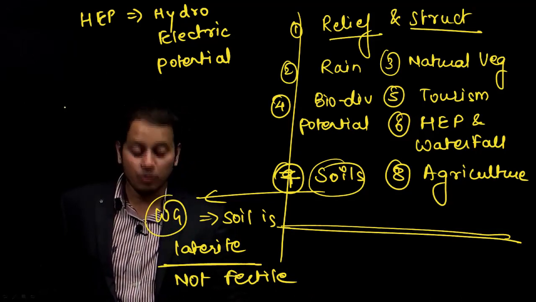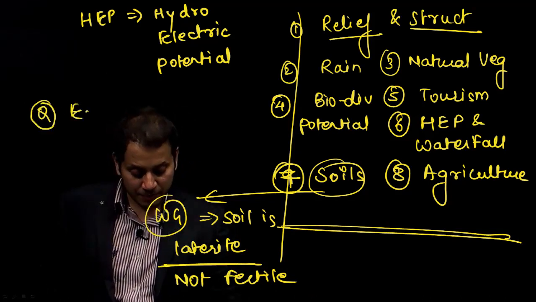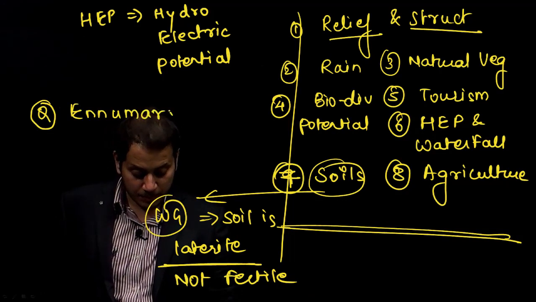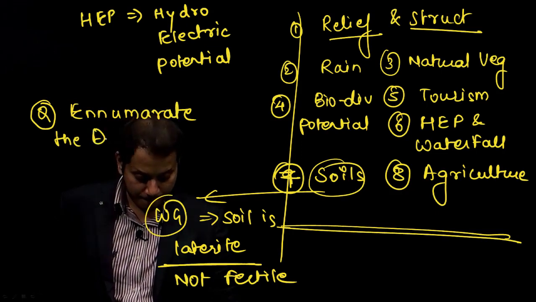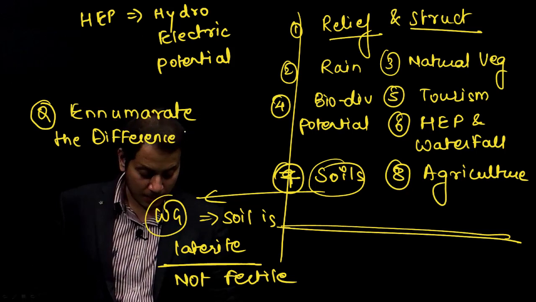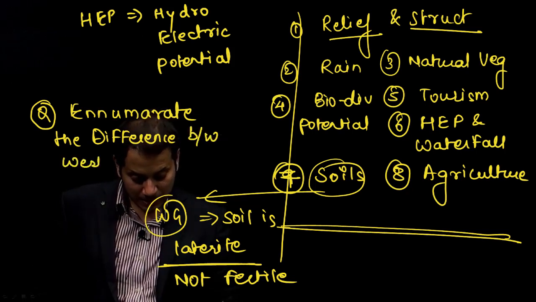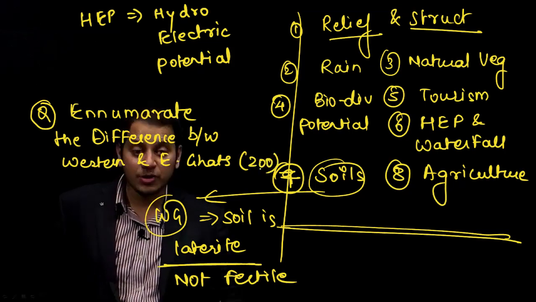Before stopping the lecture, I am giving you one question. Enumerate the differences between Western and Eastern Ghats in 200 words.